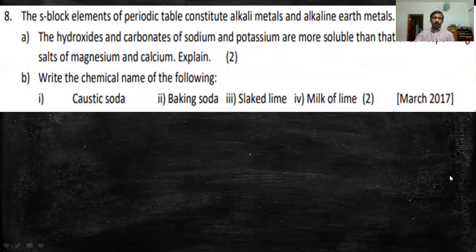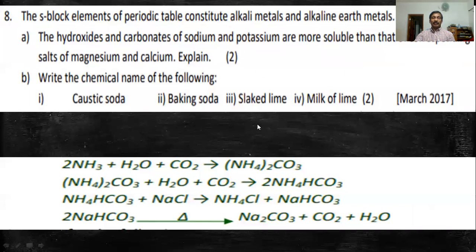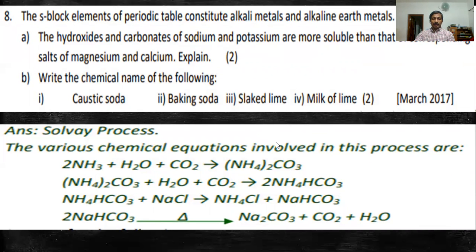Next question. The s-block elements of the periodic table consist of alkali metals and alkaline earth metals. A. The hydroxides and carbonates of sodium and potassium are more soluble than those of the corresponding salts of magnesium and calcium. Explain. Here, the answer given is not correct.